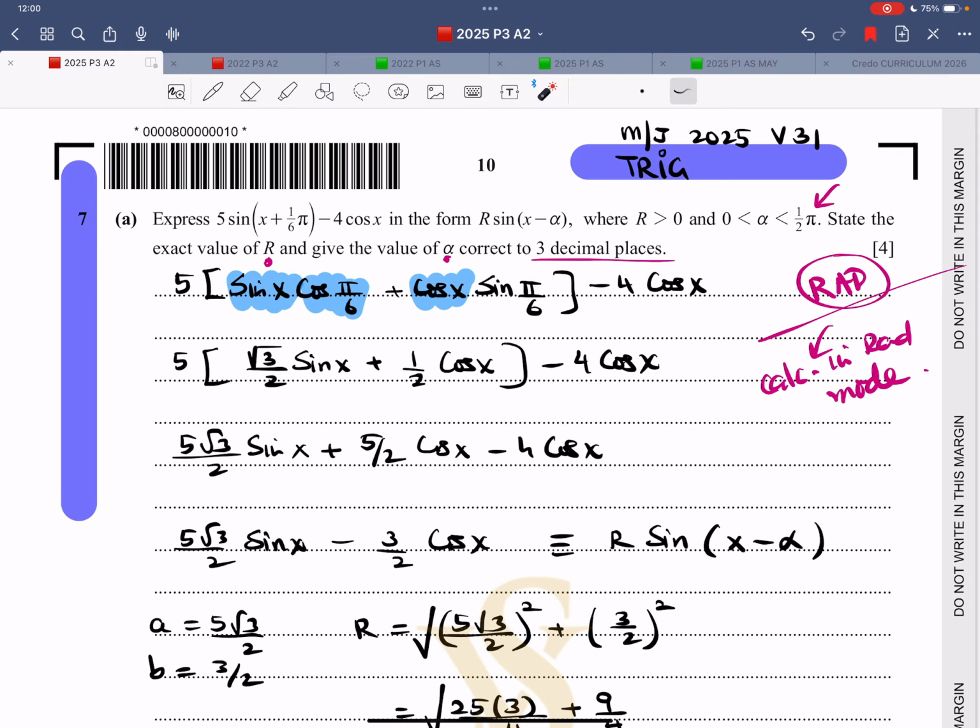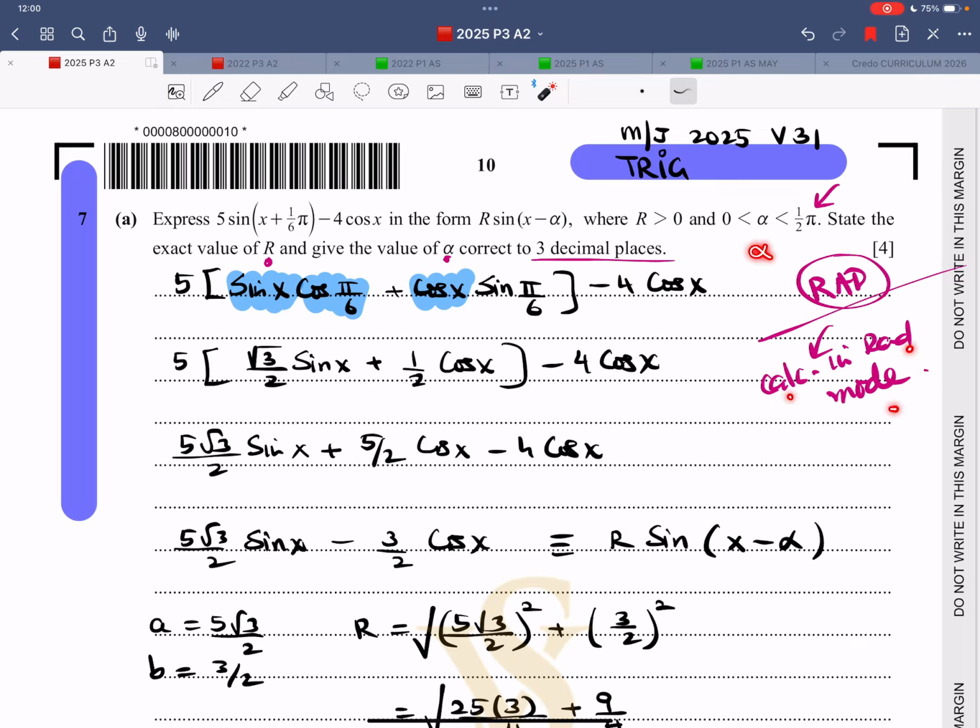It says express 5 sine bracket x plus pi by 6 minus 4 cosine x in this format, where r is positive and alpha lies between 0 and pi by 2. State the exact value of r and give the value of alpha correct to 3 decimal places. Now, first of all, as soon as you read it, you should realize that we have to solve this in the radian form, and the calculator should be in the radian mode.